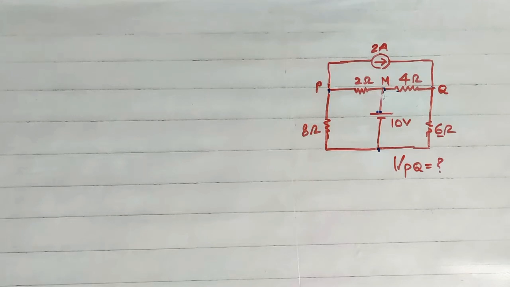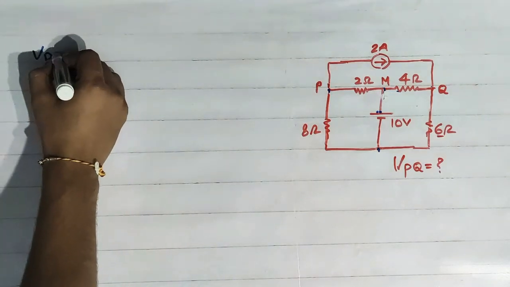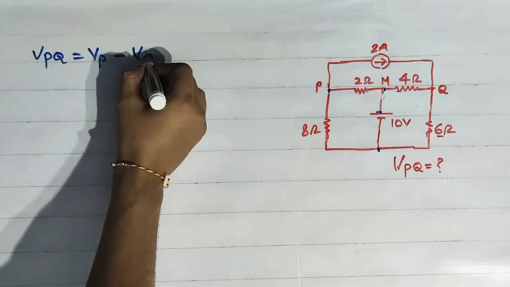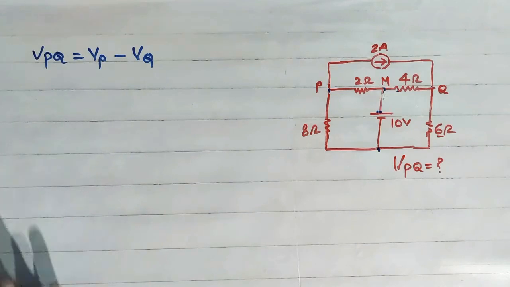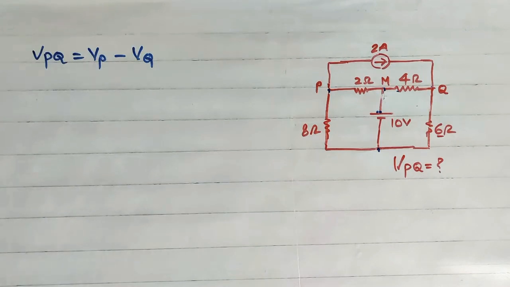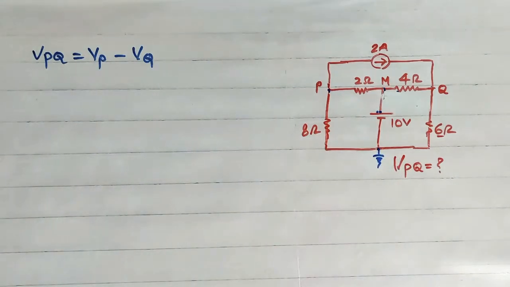So here we know that VPQ means VP minus VQ. Now what is VP? To find VP, we simply apply the nodal equation at node P. To apply the nodal equation at node P, we have to choose one node as the reference node. So we choose this node as the reference node.